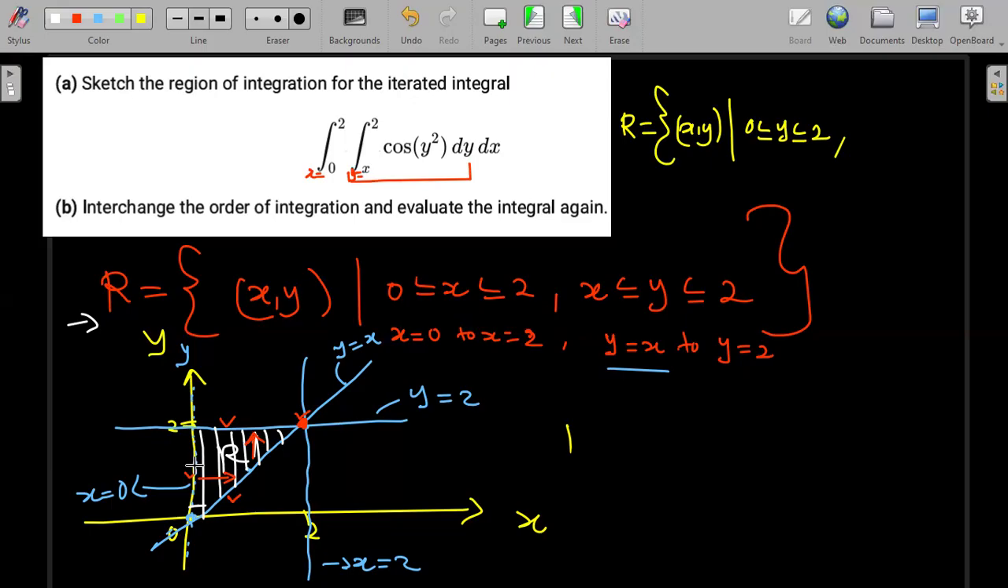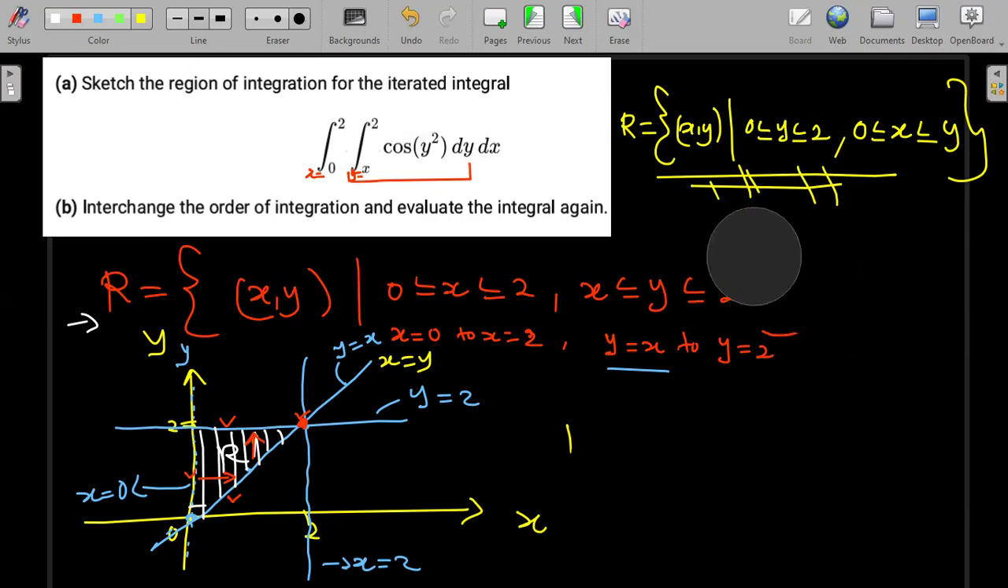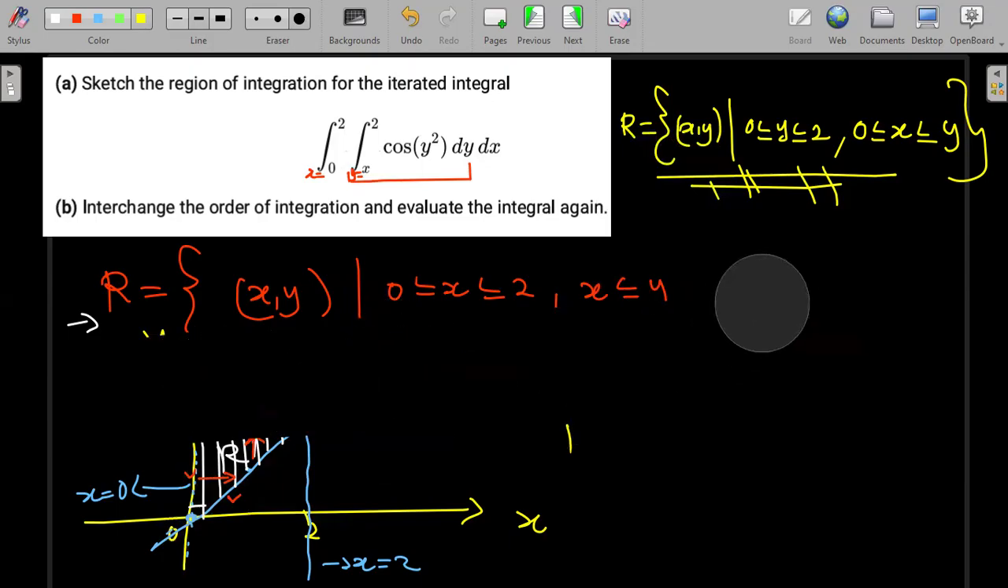So this is x equals 0, so that's where I start from, to x equals what? So this line here can also be written as x equals y. So that would be my new region here. So when I have this region now, I can easily integrate this. All right, so let's evaluate the integral now, since we have the region from this sketch.